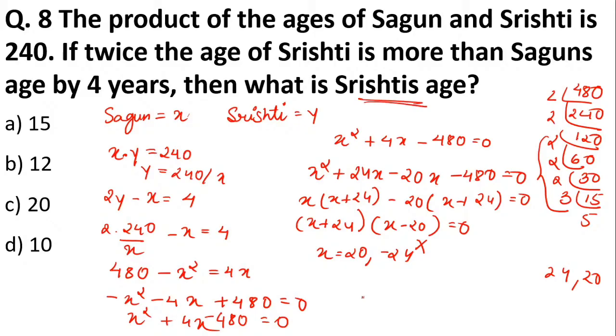So x into y is equal to 240, right? Okay, so what I'll do is 20 into y is equal to 240. We'll cancel the zeros. We'll cancel 2 with 24. We'll get 12. So the age of Shagun is 12.